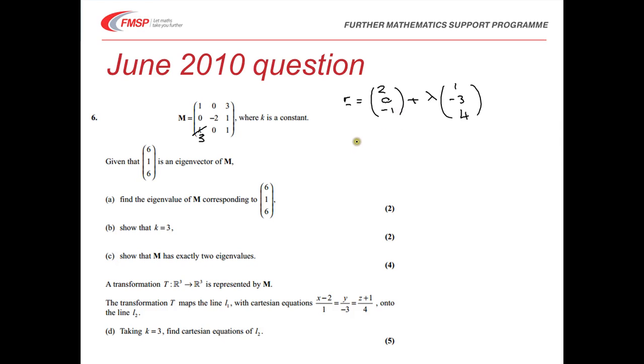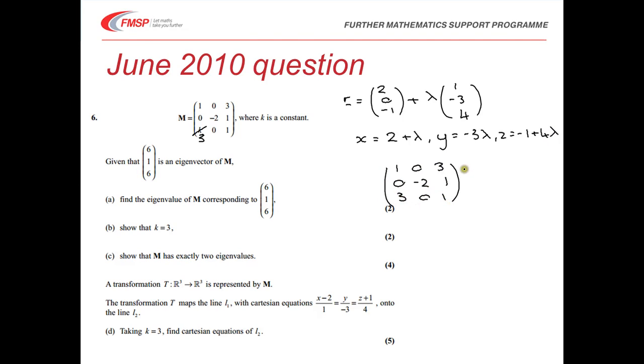So that means that our generic point on this line has an x coordinate in terms of this parameter of 2 plus lambda, it has a y coordinate of minus 3 lambda, and it has a z coordinate of minus 1 plus 4 lambda. So what I'm going to do is apply the matrix M to that generic point and have a look at what the image of it is. So here's M again.